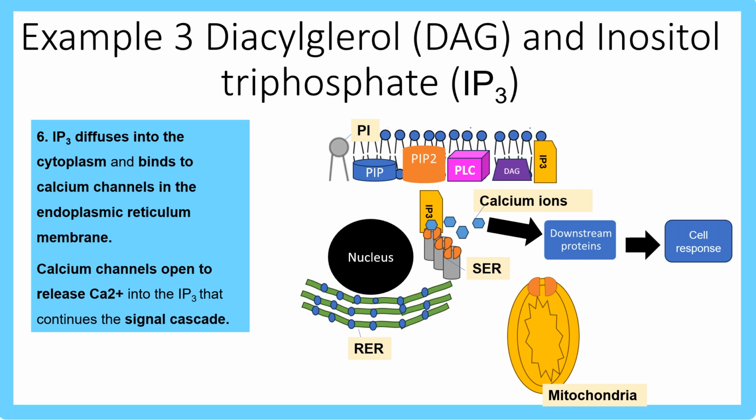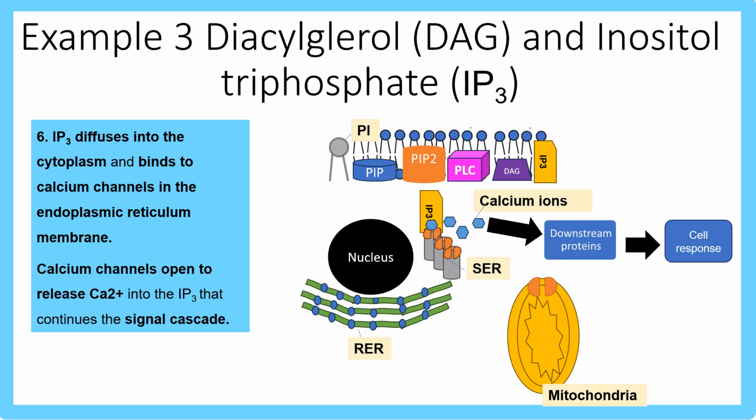Now the IP3, on the other hand, it doesn't stay in the plasma membrane. It diffuses into the cytoplasm. And when it diffuses into the cytoplasm, it directly goes to the calcium channels or pumps in the endoplasmic reticulum membrane. Okay. So when the calcium ion channels over there open, it releases the calcium ions.